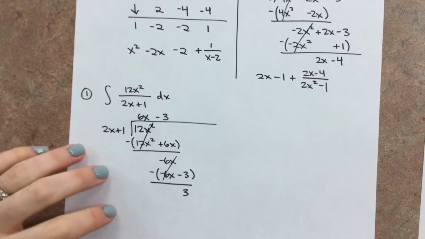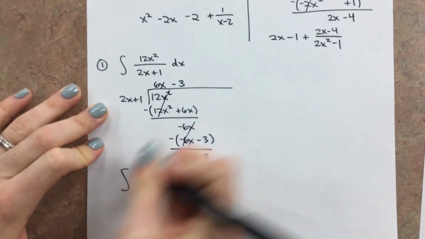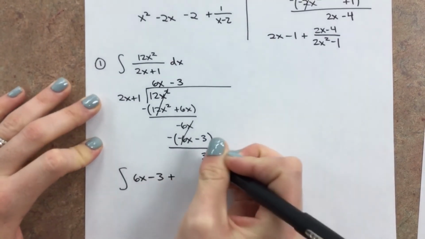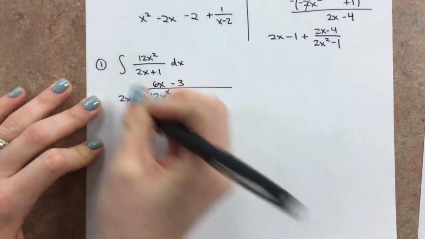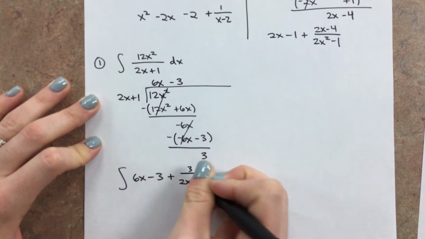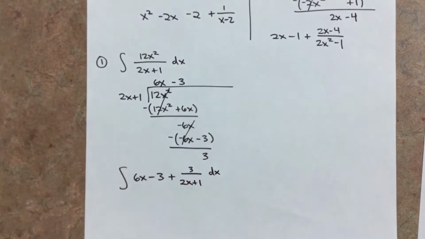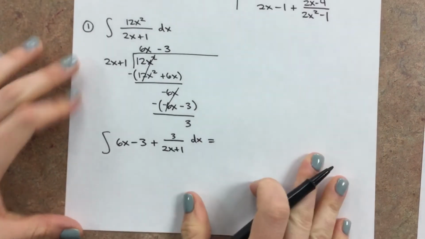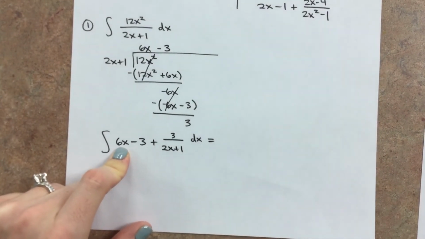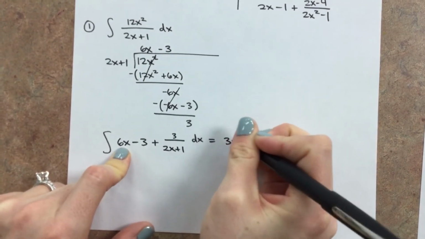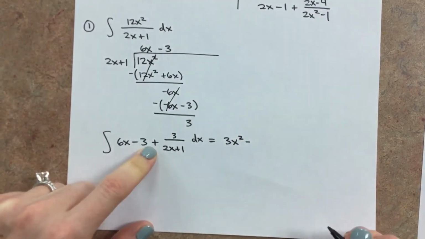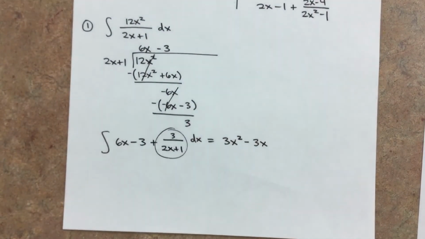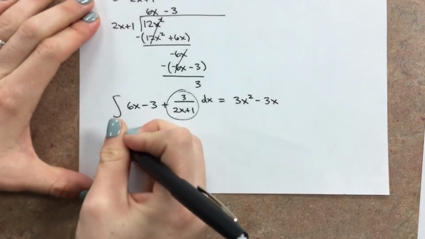I can set up my integrand. So my integral is now this stuff, so 6x minus 3, and then plus, here's my remainder of 3 over 2x plus 1 dx. Okay, so technically we can set up like all these little antiderivative pieces. So antiderivative of 6x, no problem, that's a 3x squared, minus antiderivative of 3 would be a 3x. That part is no problem. Now we're gonna focus on this. Okay, so I'm gonna do a separate little piece down here.